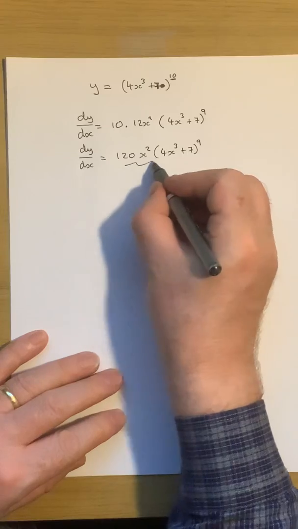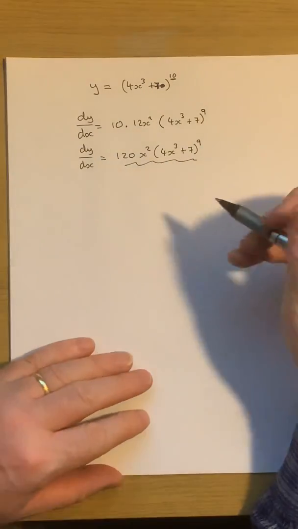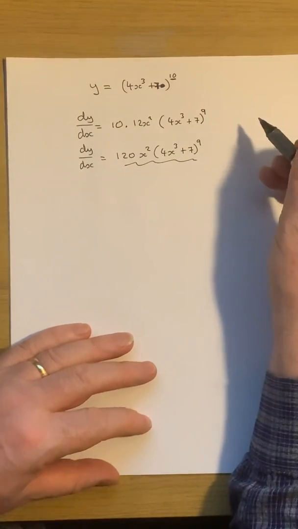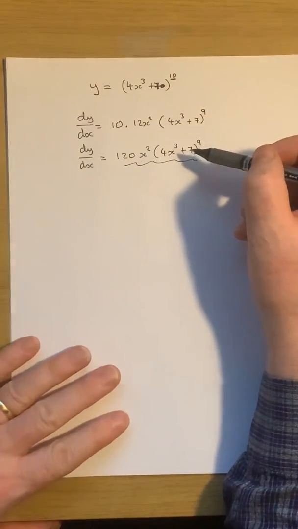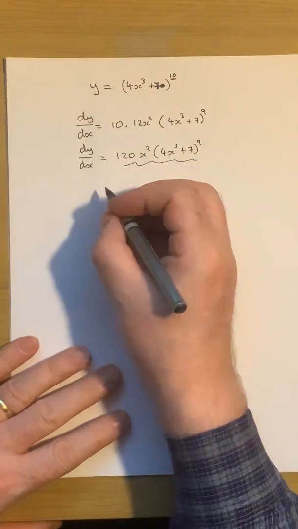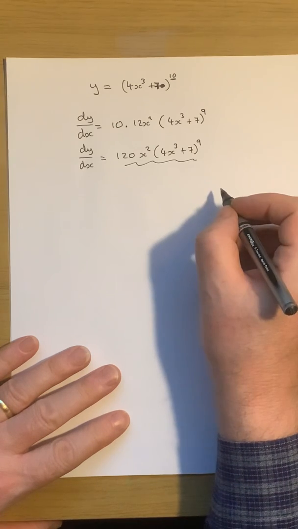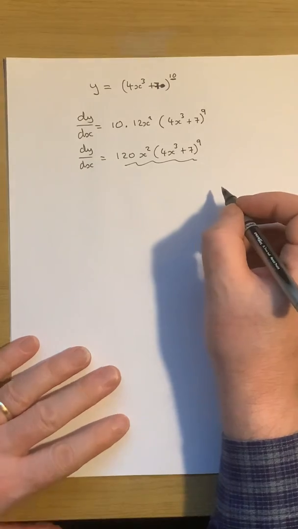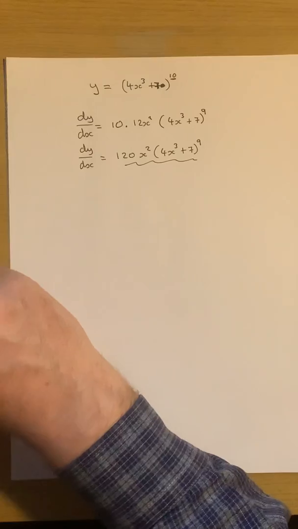Now you might be wondering, why did I do dy by dx equals dy by du times du by dx? Well, believe it or not, within what we've just done here, that's actually what you're doing, but we're just taking some shortcuts. But where dy by dx equals dy by du times du by dx is really important is when we're dealing with trigonometric functions. That's when you really need to be able to substitute for the value of u.